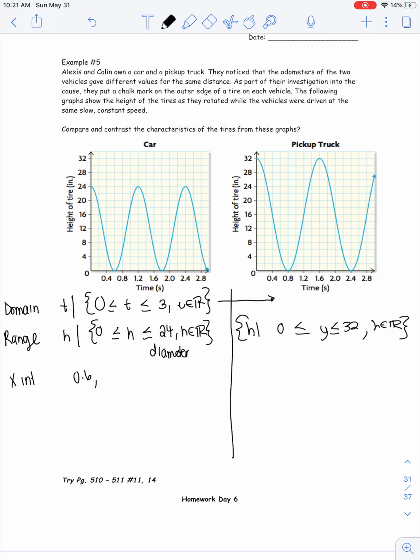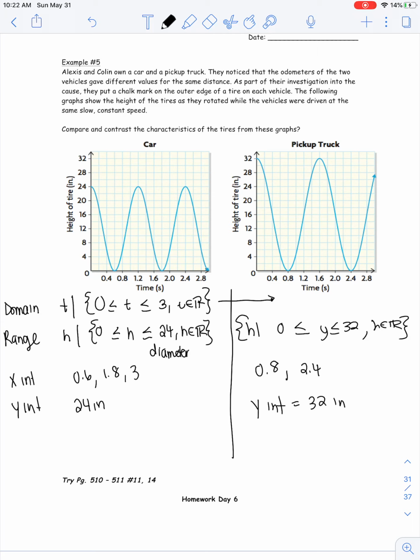So we know that there's one at 0.6, another one at 1.8, and 3. So for this one, the x-intercept will occur at 0.8, sorry, it should be 0.8, comma, 2.4. Those are the 2 times that it hits the ground. The y-intercept is 24. So the chalk mark is actually at the very top of the tire when we start rotating it. So we're at 24 inches versus the y-intercept also at the top at 32 inches.